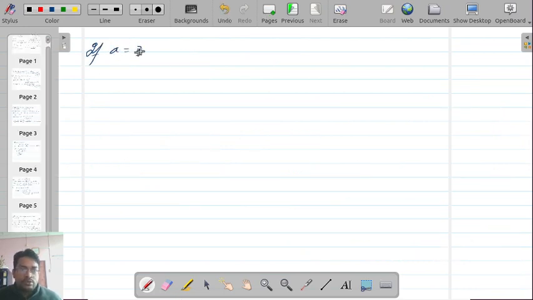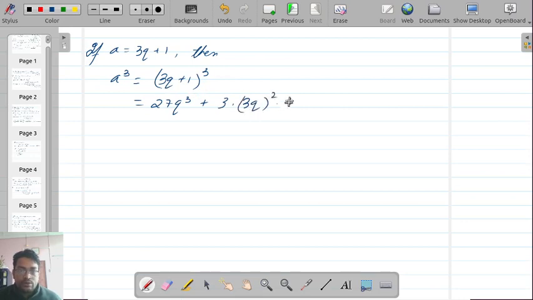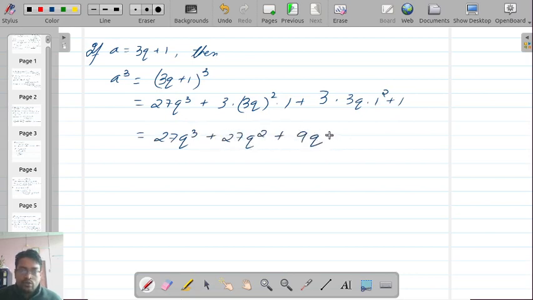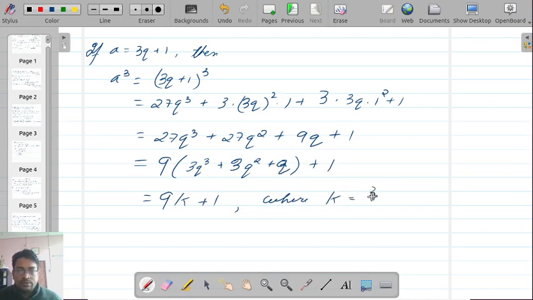And then the next one is if a is equal to 3q plus 1. Then what happens to a cube? A cube is 3q plus 1 whole cube. So it's 27q cube plus 3 into 3q squared into 1 plus 3 into 3q into 1 squared plus 1. So it's 27q cube plus 27q squared plus 9q plus 1. Okay, so I can take 9 common. So 9 into 3q cube plus 3q squared plus q, plus 1. So it is of the form 9k plus 1, where k is equal to 3q cube plus 3q squared plus q.